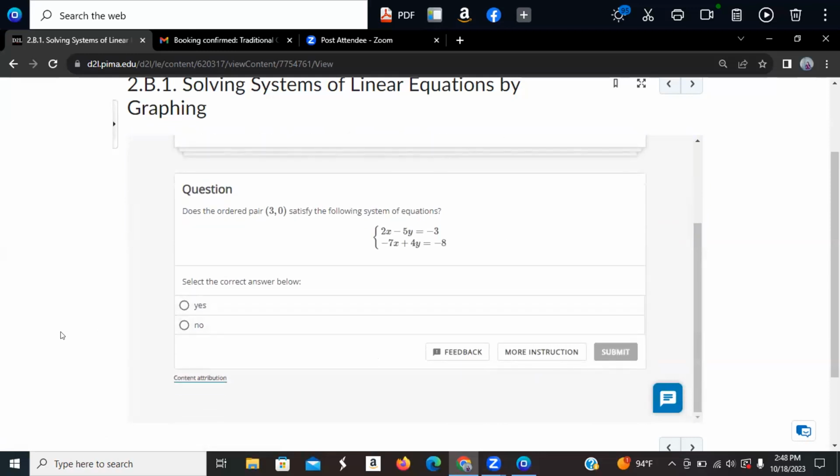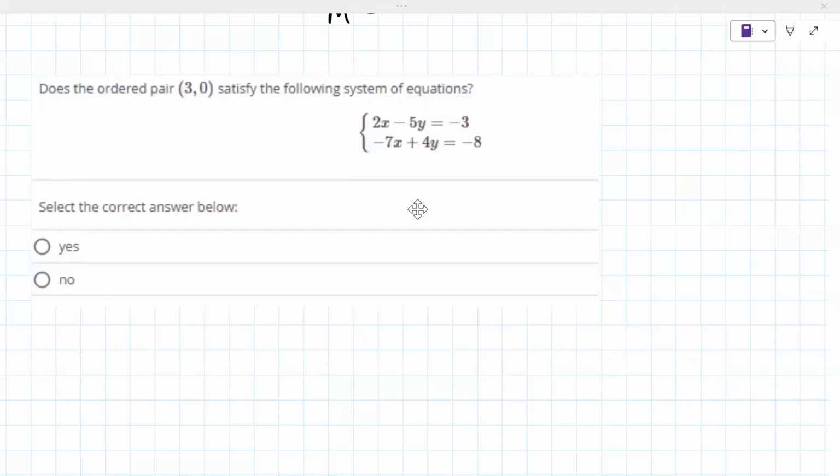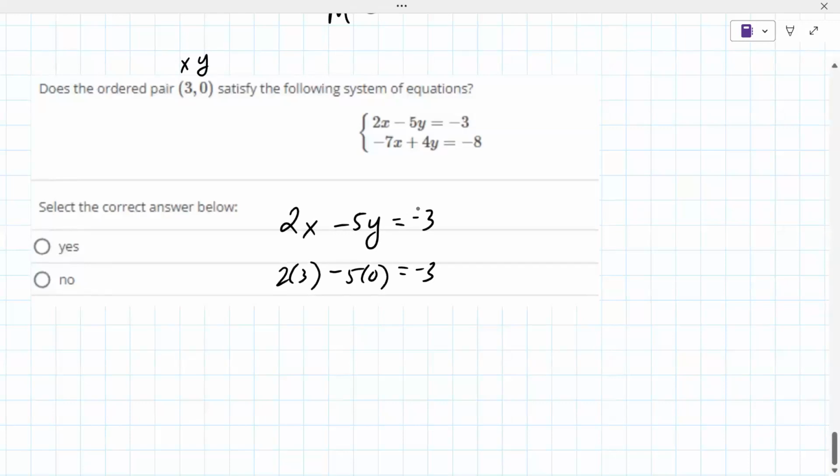So to determine whether this ordered pair works, you simply substitute the numbers into both equations. So I'm going to grab a snip and I'll show you that here. It has to work in both. So if it doesn't work in one, you know that it doesn't work in both. And that's enough here. So you just start with the first equation, 2x minus 5y equals minus 3. You put that x and y value in. Does 2 times 3 minus 5 times 0 equal minus 3? No. So this is a no.